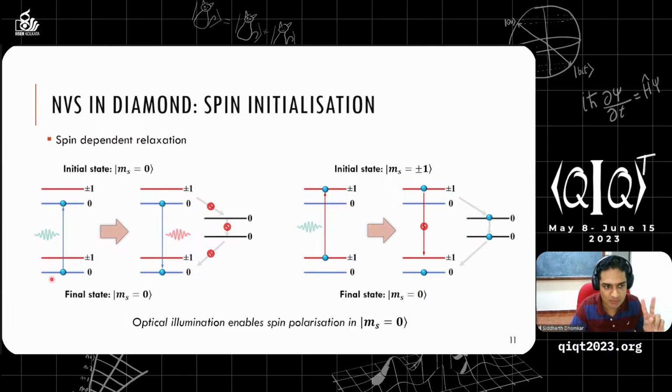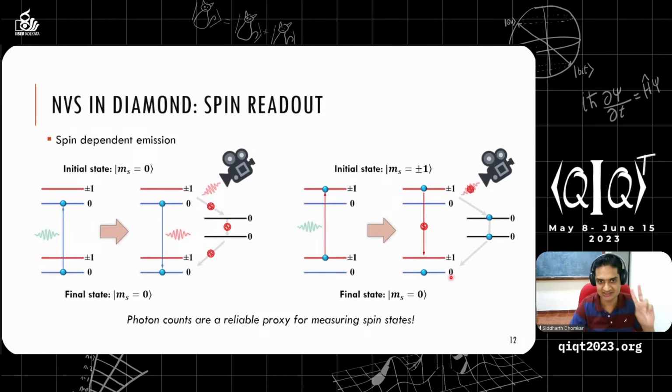First thing is, no matter which state you begin in, 0 or plus minus 1, after a couple of cycles, you generally end up in ms equal to 0. So that's good. That allows you to spin initialize. And the second thing is that if you look at the number of photons coming out from this system, you are getting photons when you are in ms equal to 0 state, whereas if you are in ms equal to plus minus 1 state, you are not getting a photon. So I'm just putting a detector to collect this photon now. In one case I get a photon, in the other case I don't. So now the same mechanism allows me to read out the spin state as well.